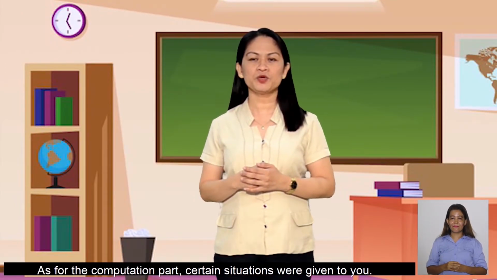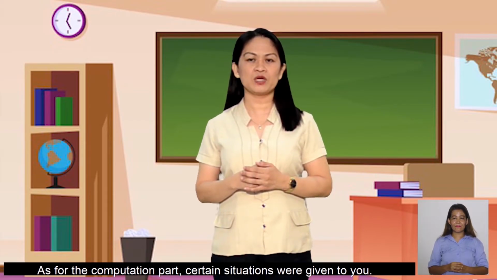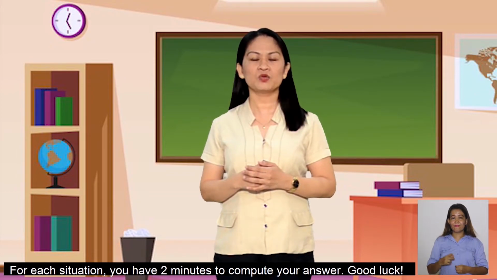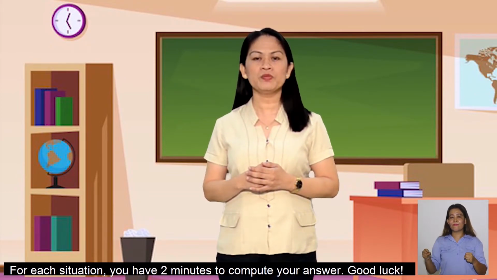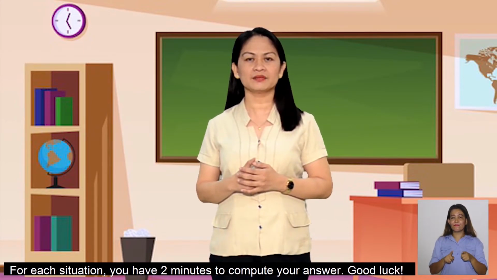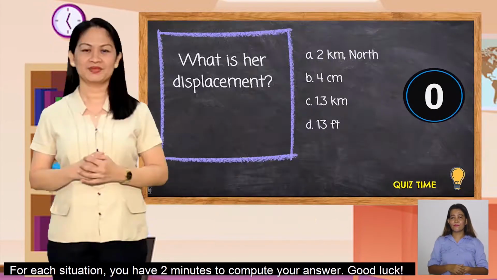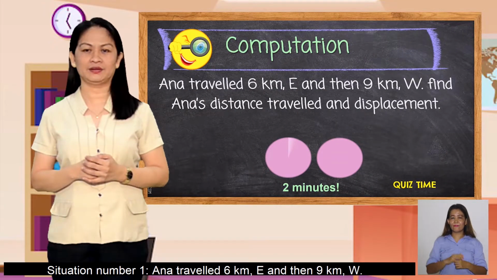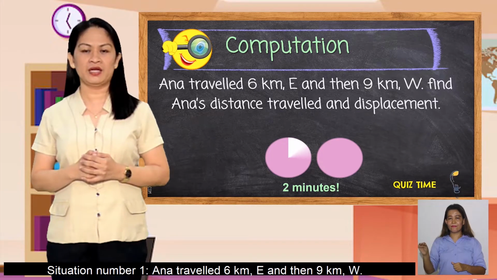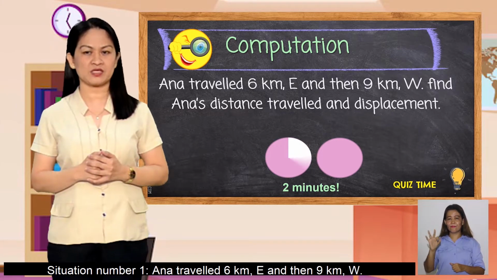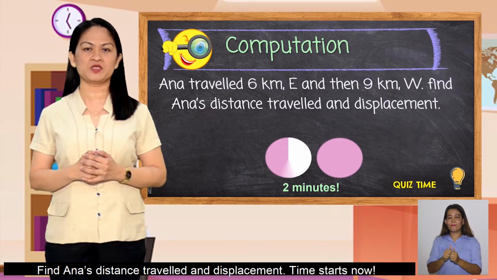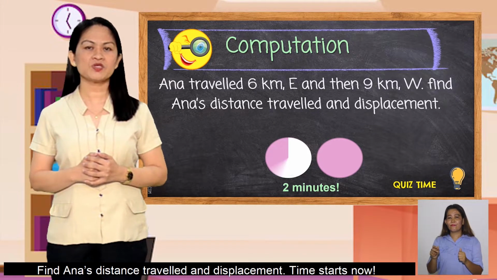As for the computation part, certain equations were given to you. For each equation, you have 2 minutes to compute your answer. Good luck! Situation number 1. Anna traveled 6 kilometers east and then 9 kilometers west. Find Anna's distance traveled and displacement. Time starts now.